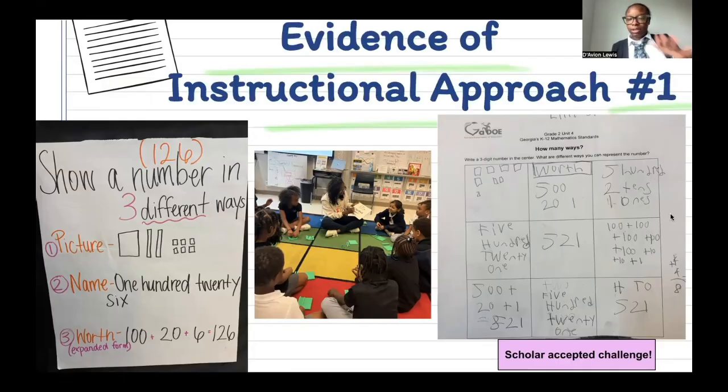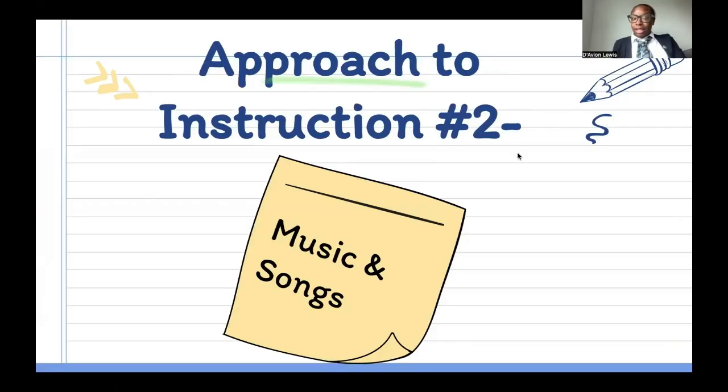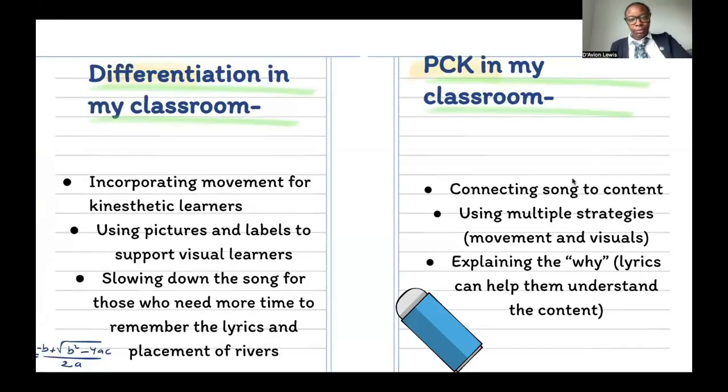So this is my evidence. All right, and then the second approach to instruction was music and songs. So how do I differentiate this in my classroom? Well, I incorporate movements for my kinesthetic learners. I use pictures and labels to support my visual learners, and then I slow down the song if I have to give students time to remember the lyrics and the placement of the rivers.